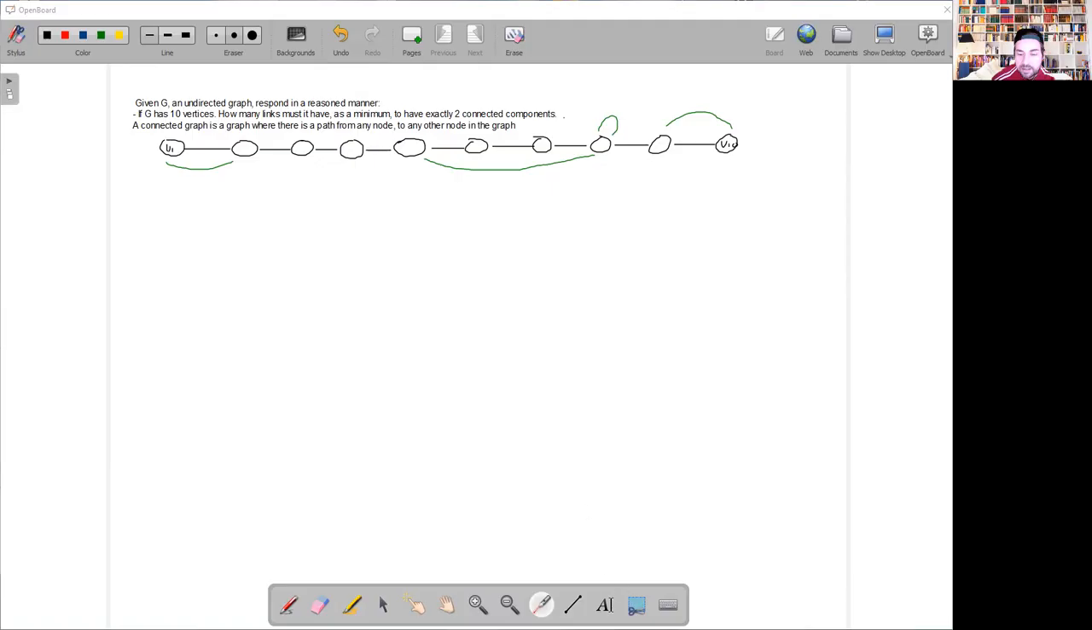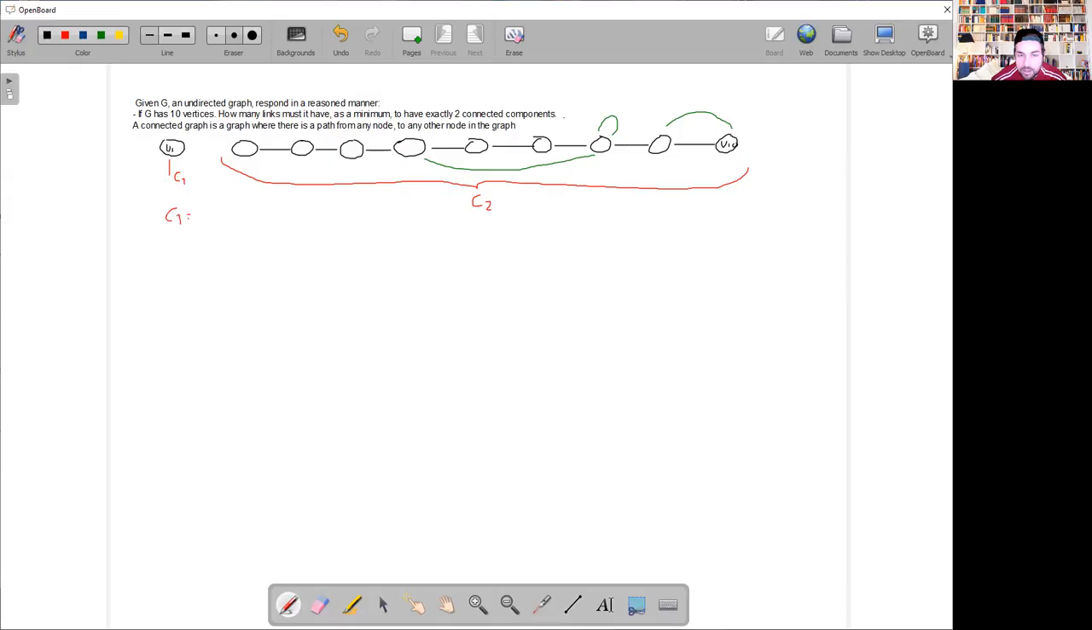So in that case, I need to remove one link, right? If I remove one link here, well, let's imagine that we don't have this neither, in this case, I have two connected components, right? So this is the first connected component. Let's call it C1. And this is the second connected component, that I can call C2.